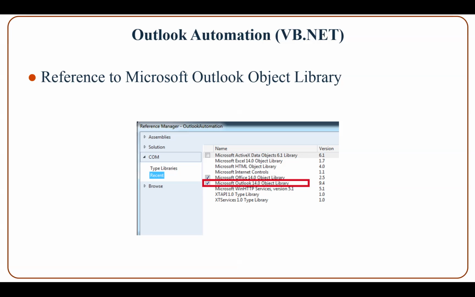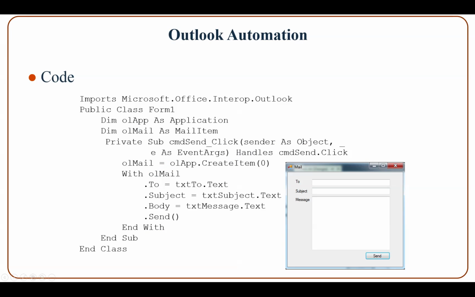In VB.NET, it is very similar. You need to add a reference to the Microsoft Outlook object library, and at the top specify the namespace Microsoft.Office.Interop.Outlook.